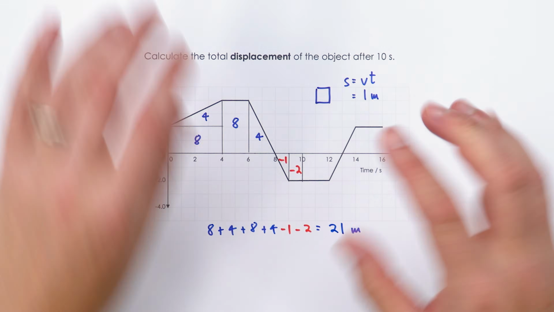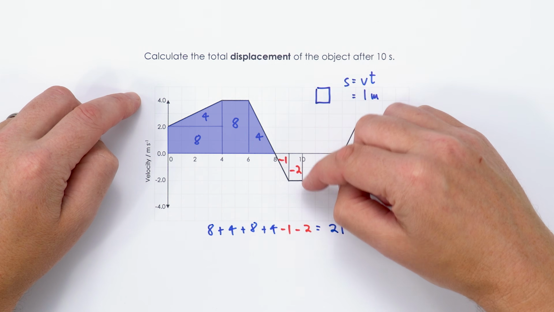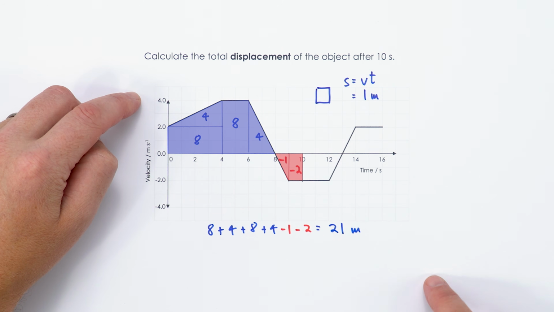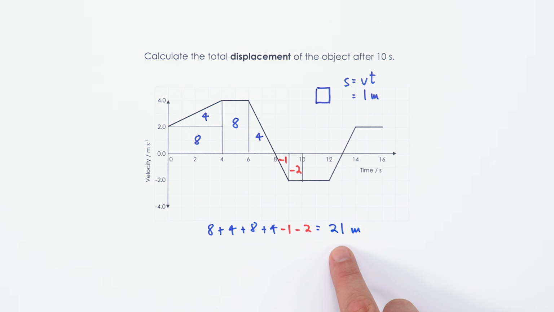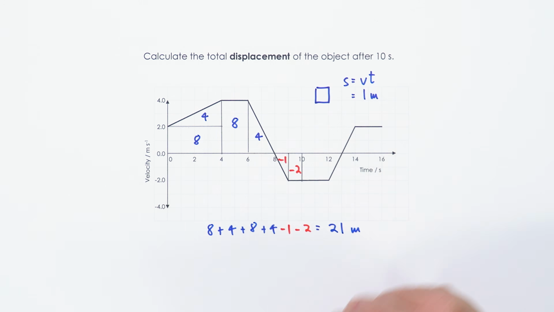So this one here, we need to look at the area under the line, but when you've got a negative area, that's going to be taken away. So here, the total displacement of that object after 10 seconds would be 21 meters.